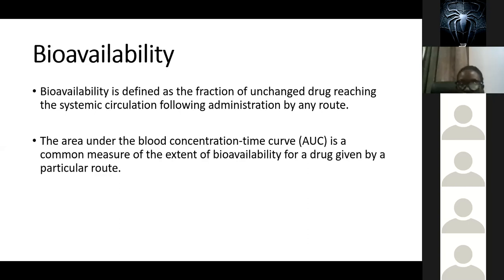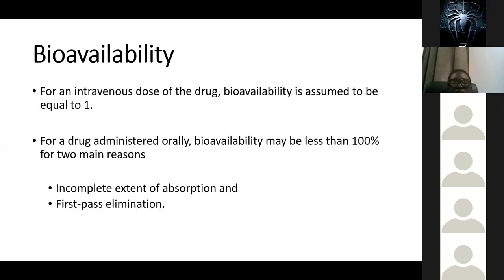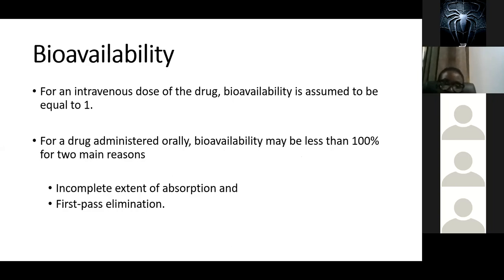If you have a concentration over time curve, the area under the curve is a measure of the extent of bioavailability. To explain this further, if you give a medication by the intravenous route, that medication has a bioavailability of 1, because bioavailability is looking at how much of the medication is available in the blood circulation when you give it by any route. And so if you give it by intravenous route, all the medication is available, so the fraction is 1.